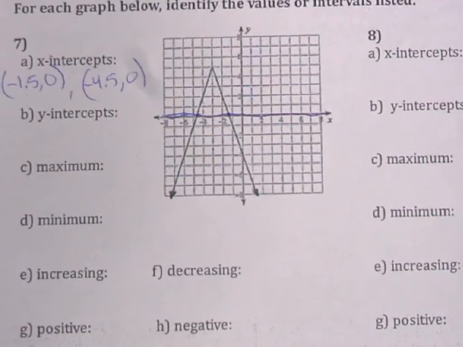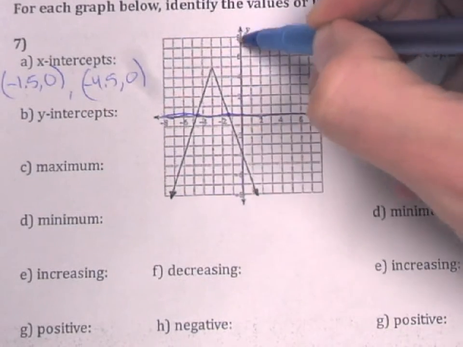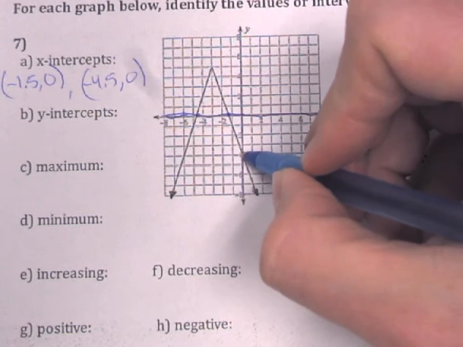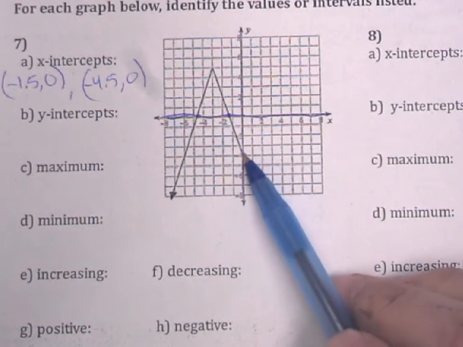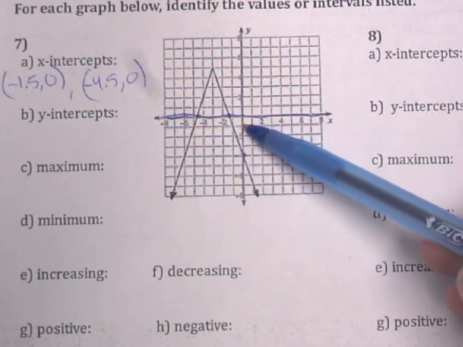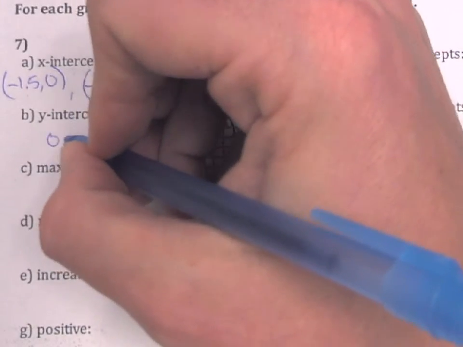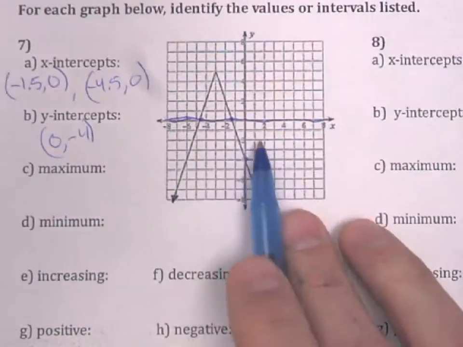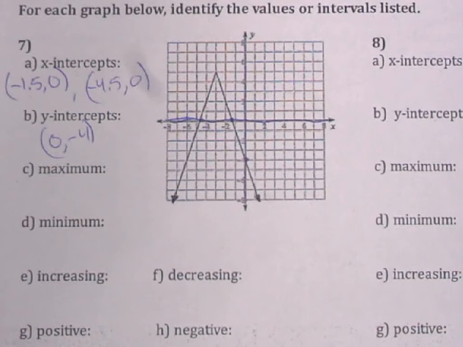These are points. The y-intercept is where the graph crosses the y-axis, and this is the y-axis right here. So we're looking for this point right down there, and that's going to be at -4. So here's the axis, -1, -2, -3, -4. Again, that's a coordinate, so that's (0, -4): 0 for the x, and then down 4 for the y.